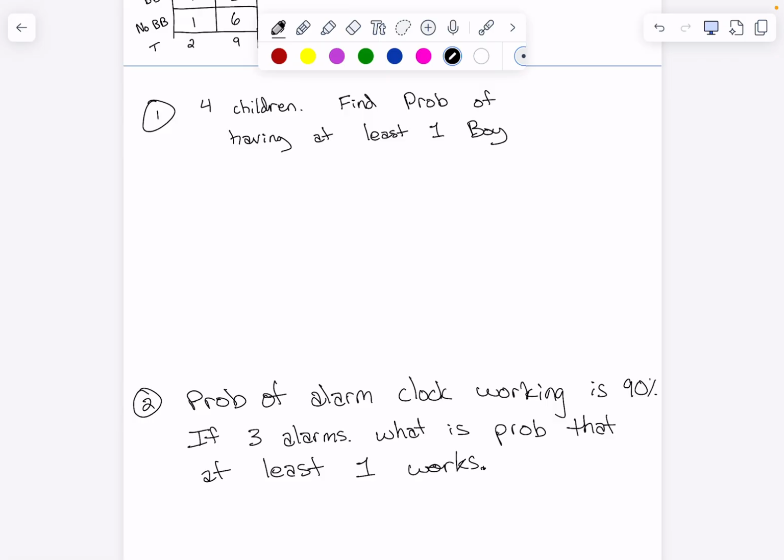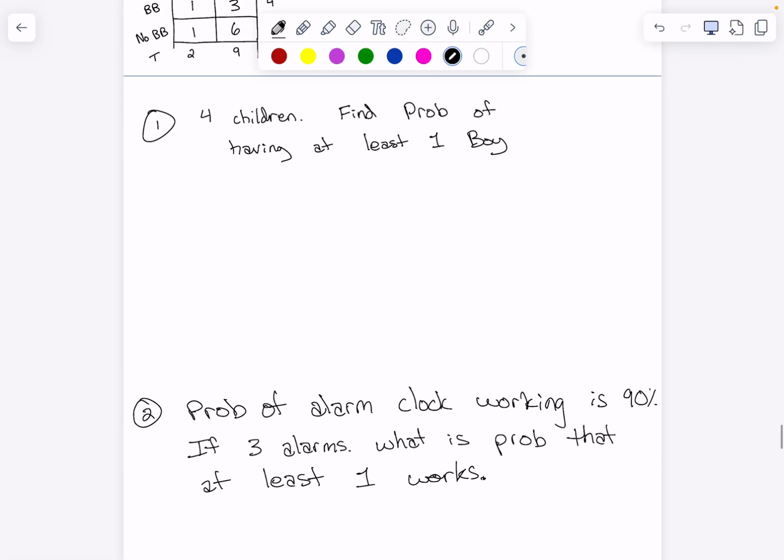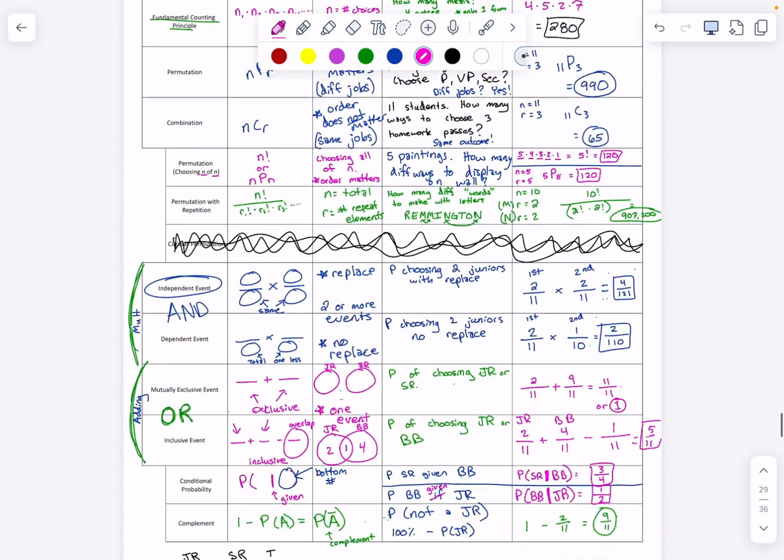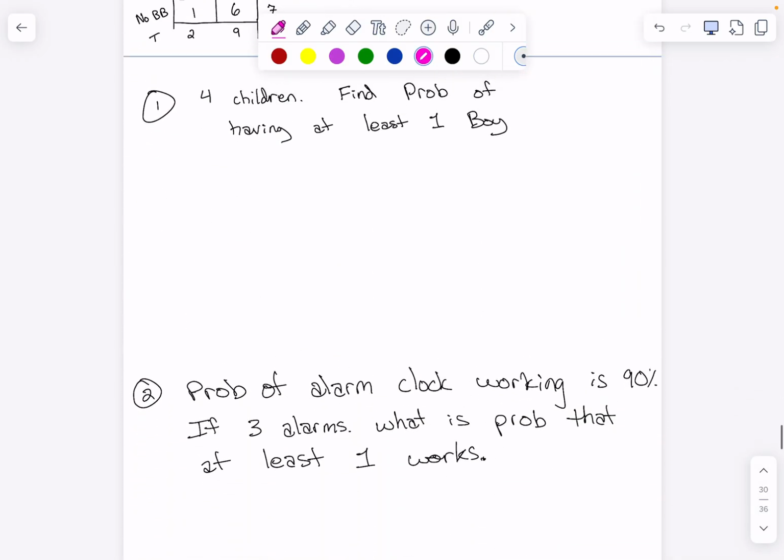All right. Here are the two problems. These are the "at least 1" problems, the ugly ones that I want you to put on the back side of this sheet. This is your cheat sheet. It has all your formulas on it, and we're going to put the at least 1 problems on the back side of here. So if you need to pause, go ahead and pause.